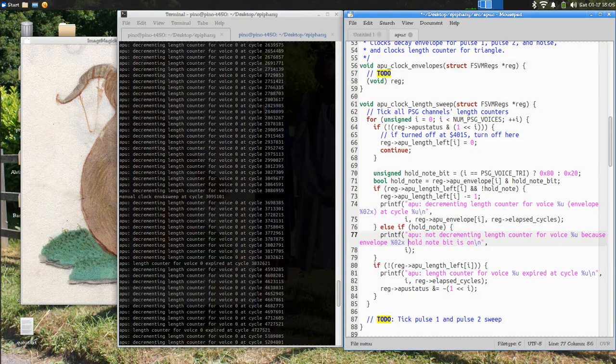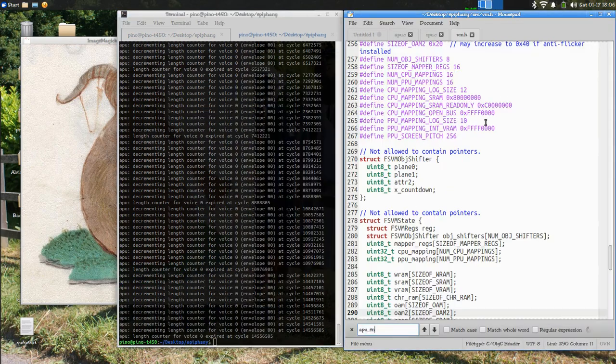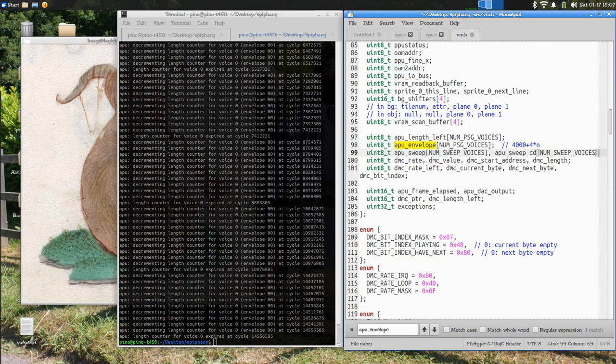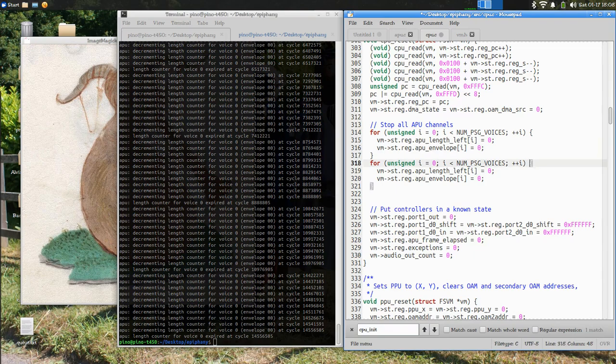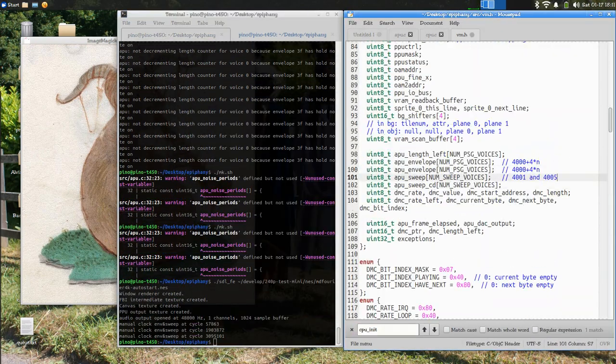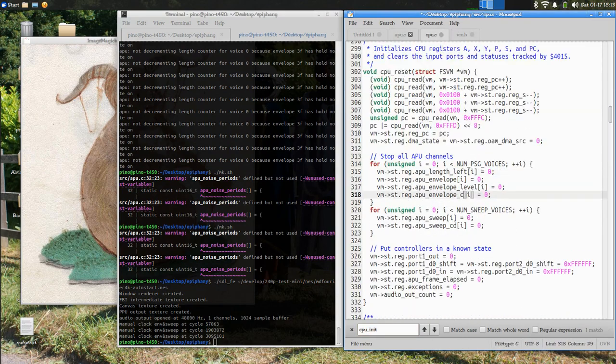I logged the envelope setting. Turned out the CPU wasn't even setting it. I had it set envelope for all channels. Pulse would need sweep later on, so I added fields for that. There we go. The hold note setting made it in. I added fields for decay state and triangle's linear counter.